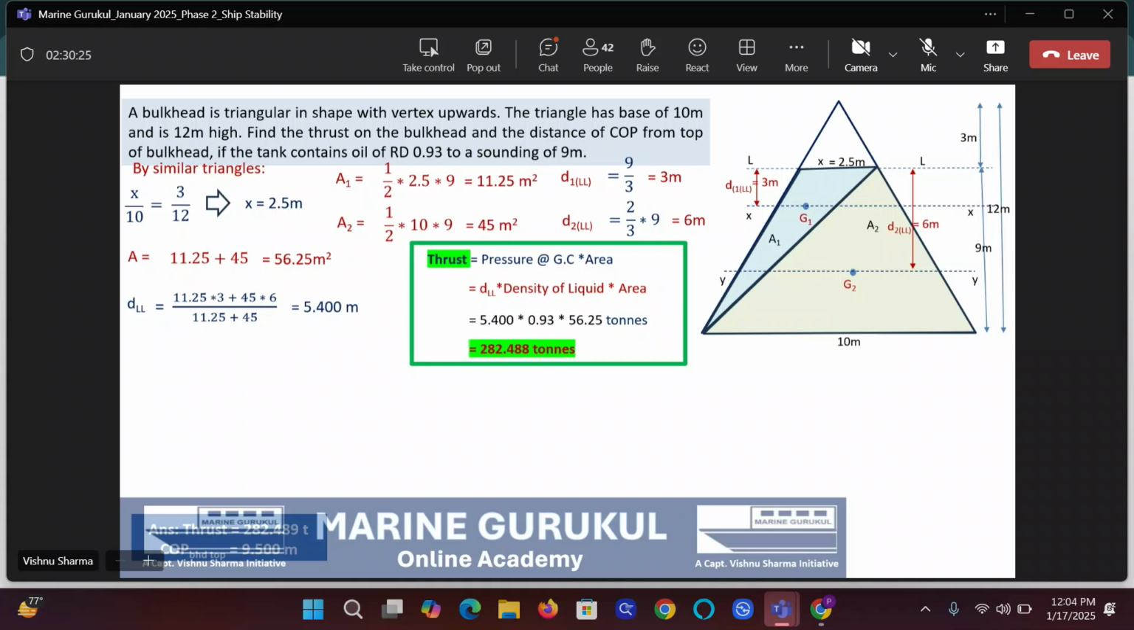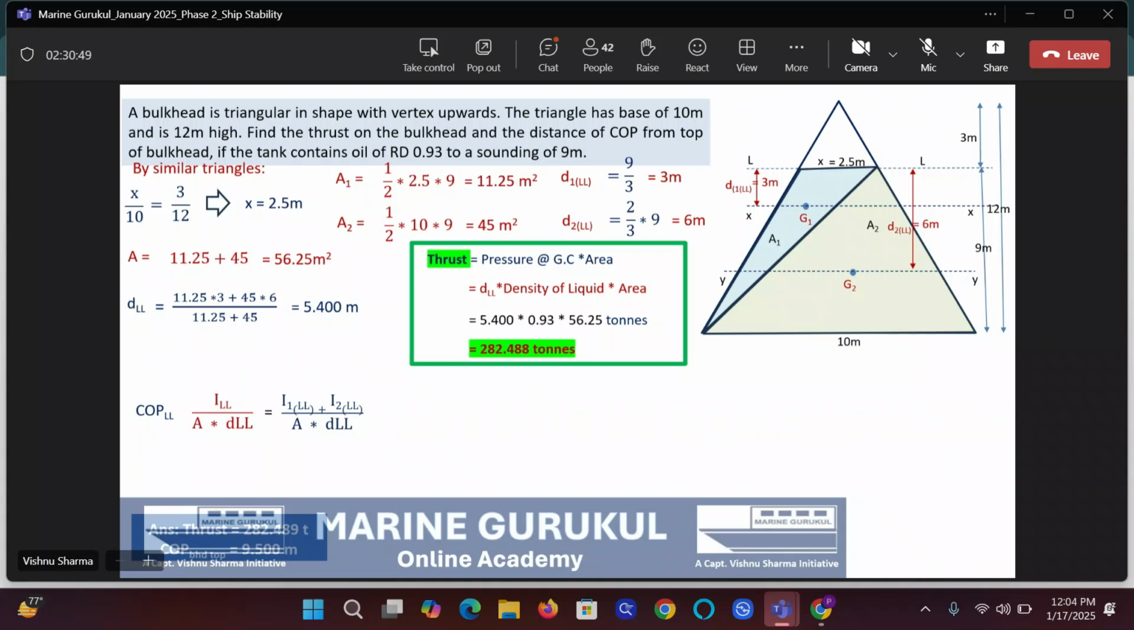Okay. Now, guys, COP from LL will be I_LL upon A into D_LL. You can't change the formula. Whether he wants it from bulk at top, he wants it from bottom, doesn't matter. You can't change the formula. And when there are two shapes or three shapes, what will you do? You'll add the moment of inertia of all the three shapes, right? So I1_LL plus I2_LL.